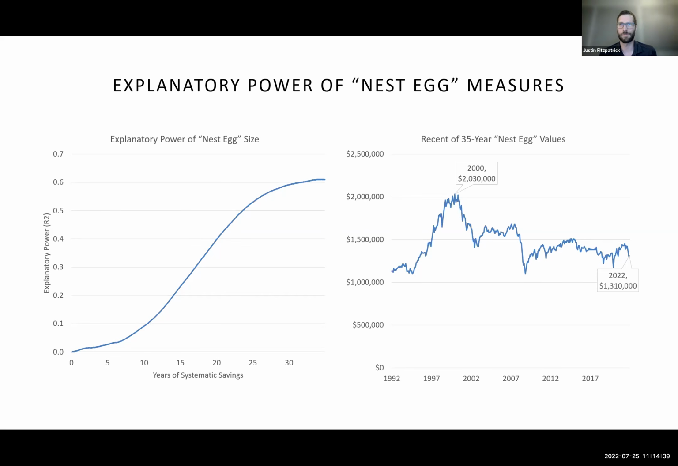Actually, that may have changed in the last month or so. These data were from a little while ago, but we're closer to the average. So if you take these two things, CAPE and nest egg, or previous sequence of returns, together, nest egg is not painting as dire a picture for retirees as CAPE is.